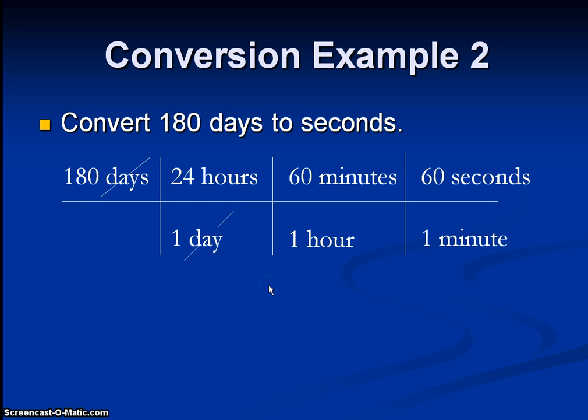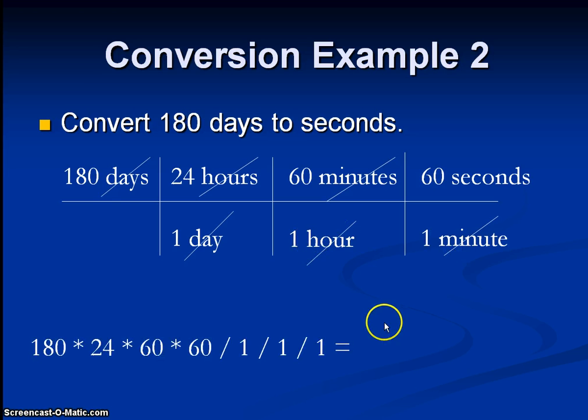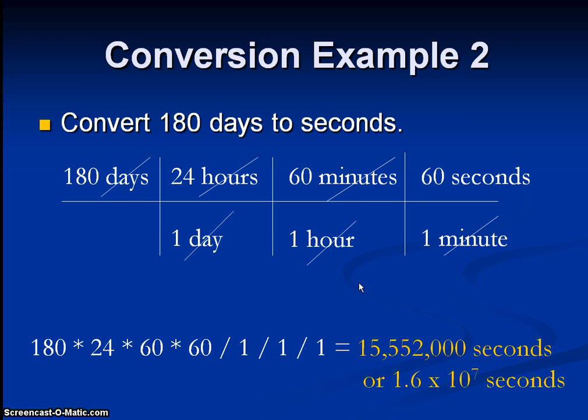So now days cancels days, hours cancels hours, and minutes cancels minutes. So once we do the math, we'll be left with seconds. So you're going to multiply across the top, so 180 times 24 times 60 times 60, and then divide by the bottom. So divided by 1, divided by 1, divided by 1. And you end up with a huge number because obviously it's a lot of seconds in 180 days.